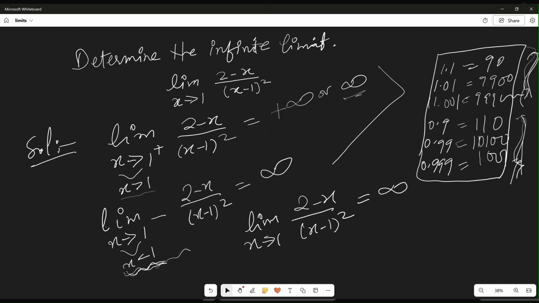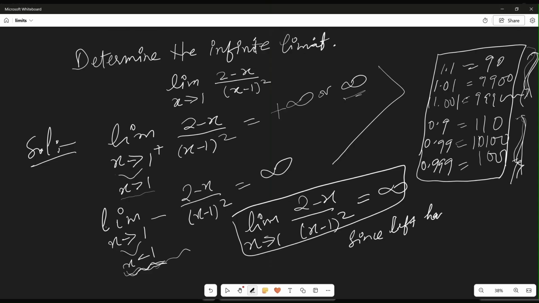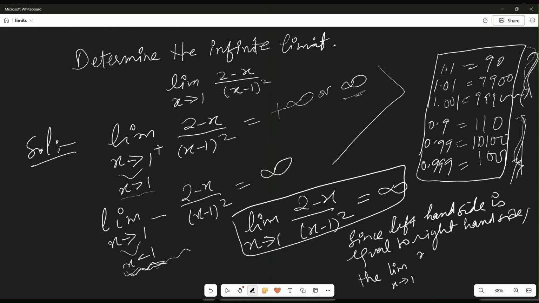And if you need to write an explanation, you can write it down as: since the left hand side is equal to the right hand side, the limit as x approaches 1 of (2 minus x) over (x minus 1) squared is equal to infinity as well. I hope this helps. Thank you.